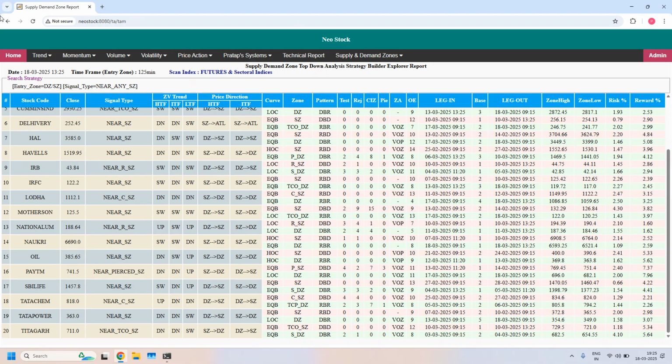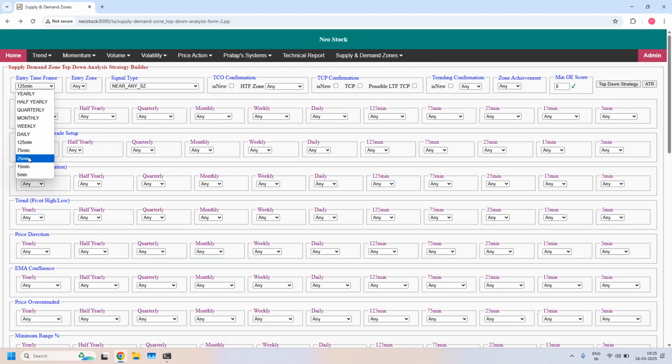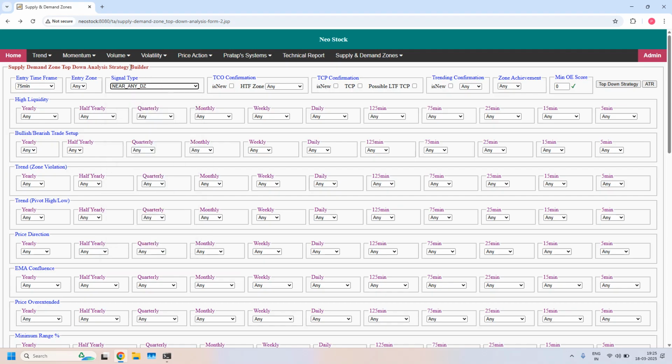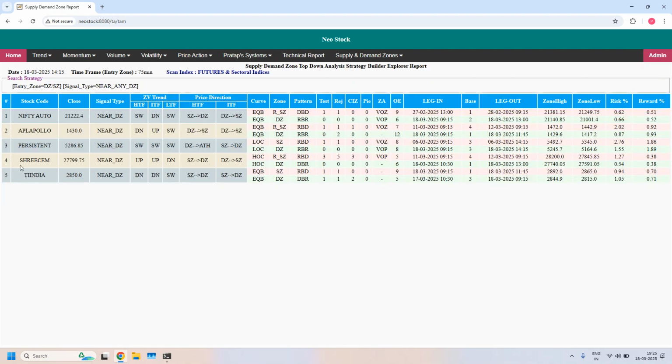Okay, next time frame is 75 minutes. Entry time frame 75 minutes. Let us find the stocks near 75 minutes demand zone. We got 5 stocks. Let us check any high liquidity demand zones. No, we don't have any 75 minutes high liquidity demand zones from this list. I think in the daily also we didn't have any high liquidity demand zones. Only supply zones. Short trades only you should plan.